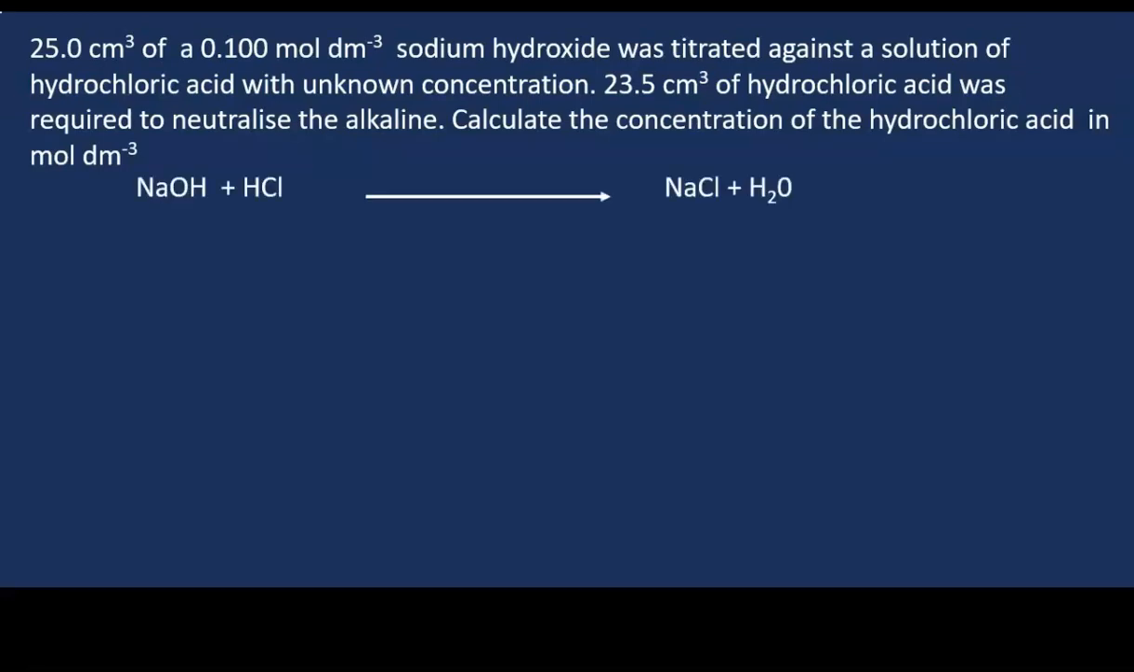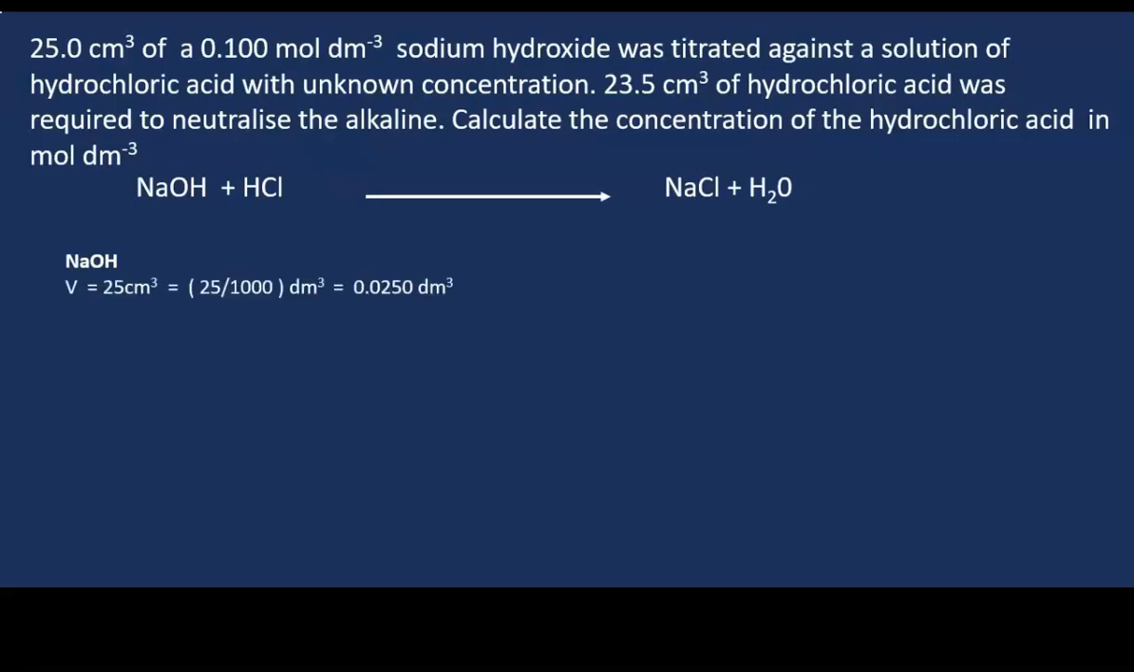Step number 1, write a balanced chemical equation. 1 mole of sodium hydroxide reacts with 1 mole of HCl to produce 1 mole of sodium chloride and 1 mole of water. Start by listing everything you know about the sodium hydroxide or the HCl. I'll start with the sodium hydroxide.